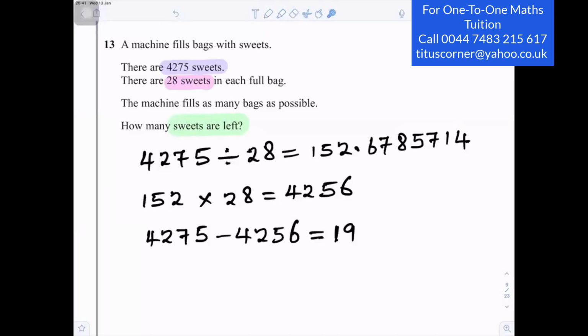Question number 13. A machine fills bags with sweets. There are 4,275 sweets. There are 28 sweets in each full bag. The machine fills as many bags as possible. How many sweets are left? So we want to do 4,275 divided by 28. That gives us 52.67. Another way is to do 1,552 times 28. It gives you 4,256. And 4,275 minus 4,256 gives you 19. So there are 19 sweets which are left.